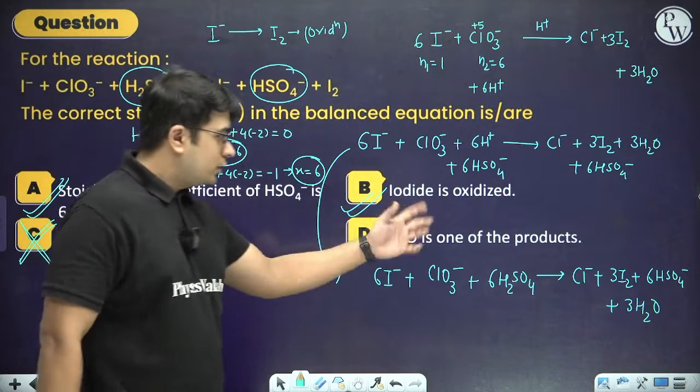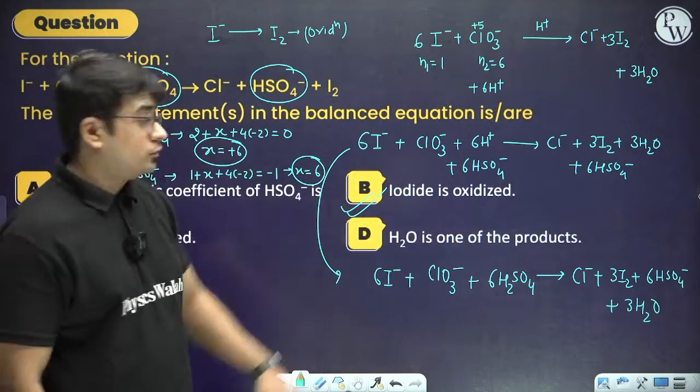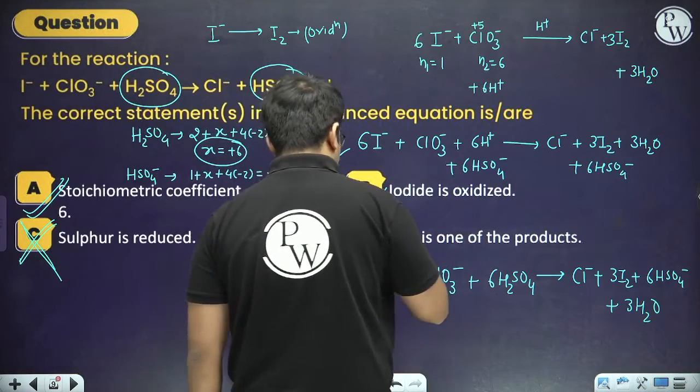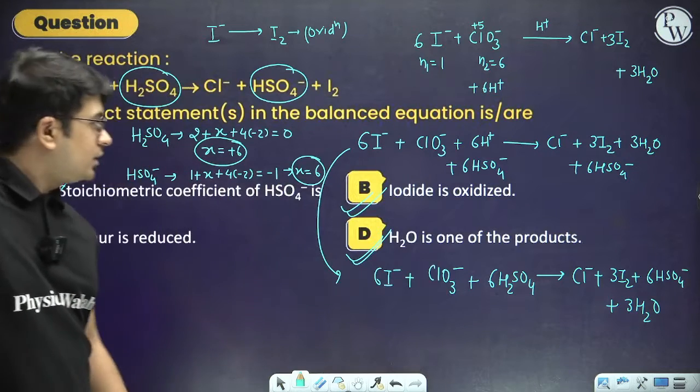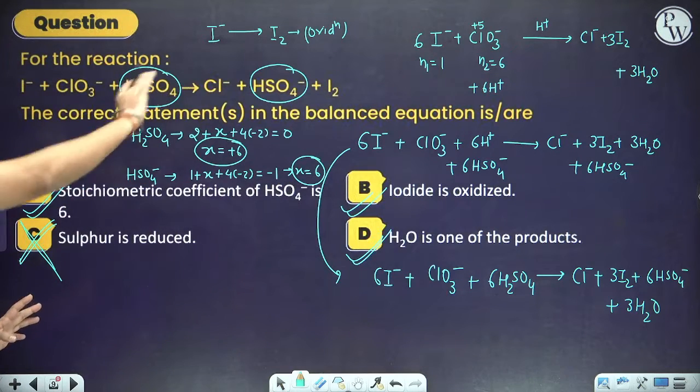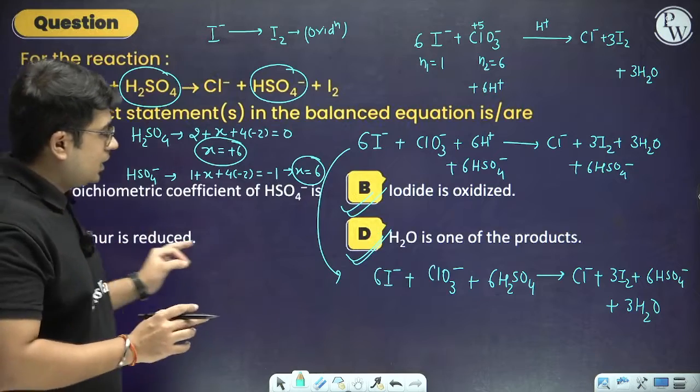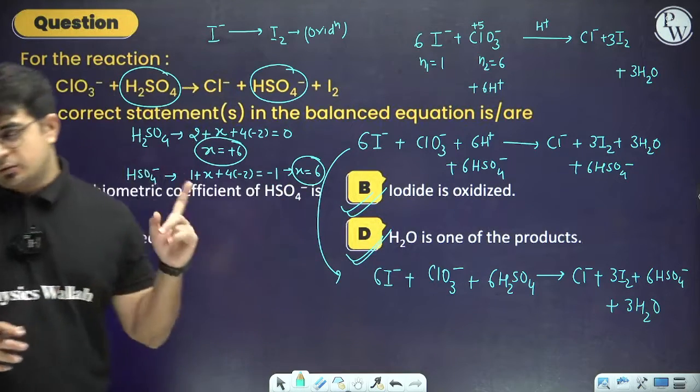Last part, H2O is one of the products. Yes, H2O is one of the products. So yes, definitely this statement is correct. So this is an advanced type multiple answer question. You can see a very interesting question indeed. So you have to balance the equation first. You have to understand this thing and then try to find out the correct answer. Okay, just have a look at it.